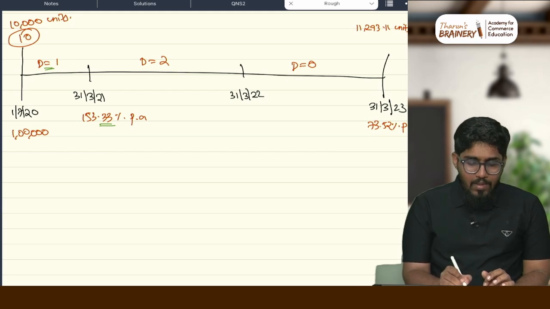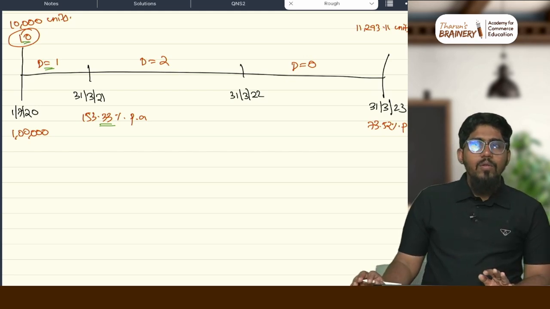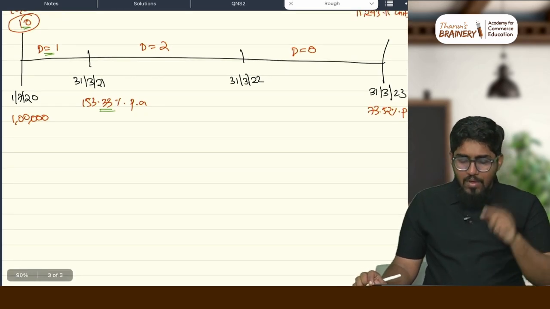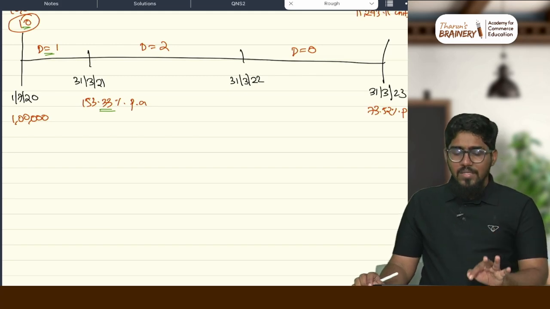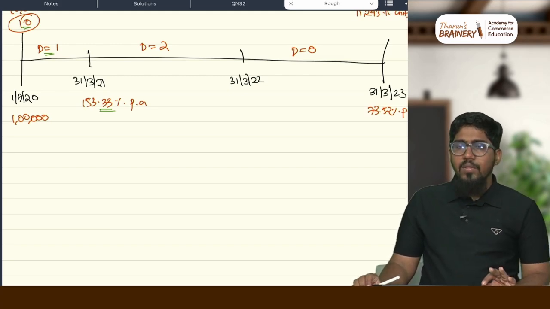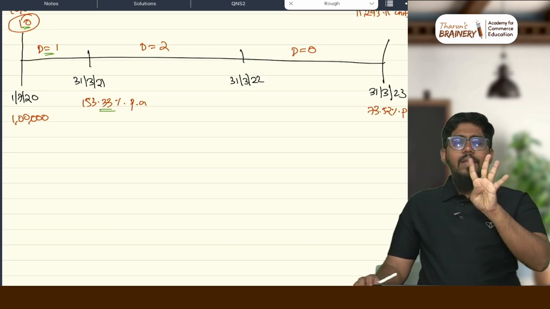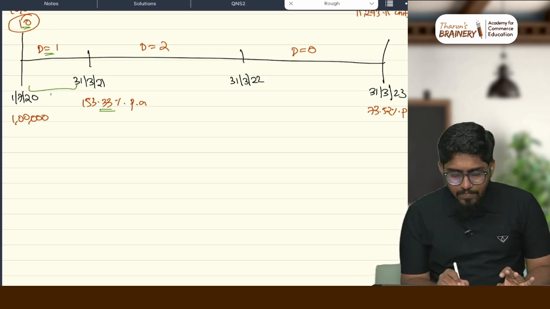Okay. I know my opening NAV, which means I can find out my closing NAV. Are you all with me? First thing, 1/7/2020 to 31/3/2021. What is the number of months? 7, 8, 9, 10, 11, 12, 1, 2, 3. So this is nothing but 9 months.